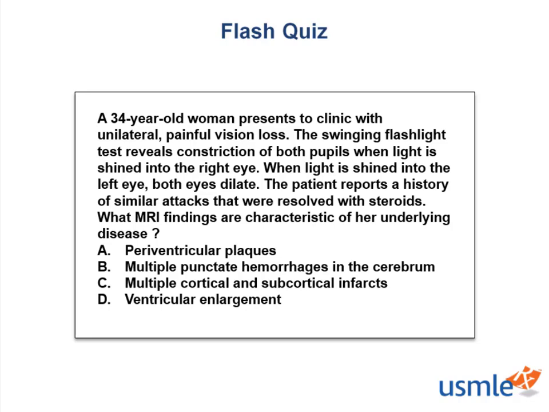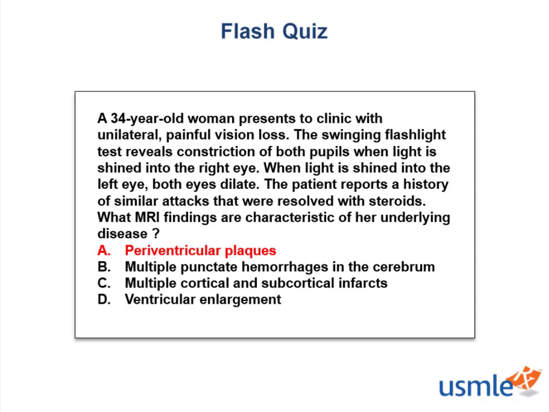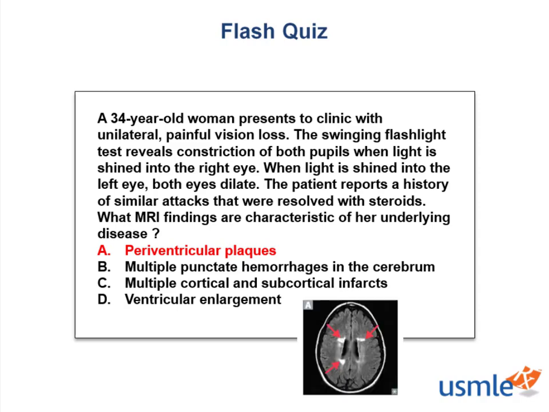A. Paraventricular plaques. B. Multiple punctate hemorrhages in the cerebrum. C. Multiple cortical and subcortical infarcts. Or D. Ventricular enlargement. The answer is A. Paraventricular plaques, which are characteristic of multiple sclerosis as shown in the MRI at the bottom of this slide.